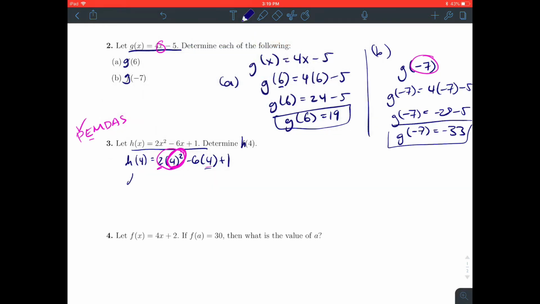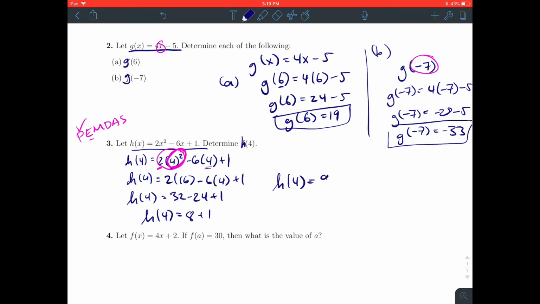That gives us h of 4 equals 2 times 16 minus 6 times 4 plus 1. h of 4 equals 32 minus 24 plus 1. h of 4 equals 8 plus 1. h of 4 equals 9.